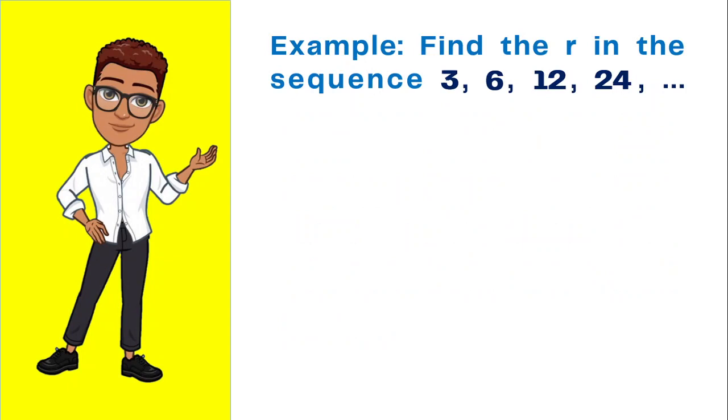Now, let's have an example. Find the R in the sequence 3, 6, 12, 24, and so on, where a sub 1 is equal to 3, a sub 2 is equal to 6, a sub 3 is equal to 12, and a sub 4 is equal to 24. So as I've mentioned earlier, to find the ratio, we will divide the second term by the first term, then the third by the second, and so on.